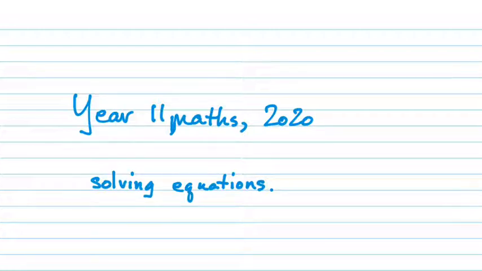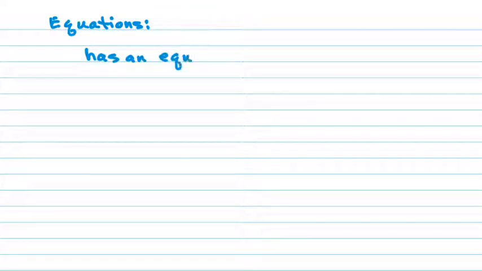Okay, here we go. So, first of all, let's talk about equations, what they are, and how to deal with them. Okay? We know that something is an equation because of one thing. It has an equal symbol. That's how you know that something is an equation.